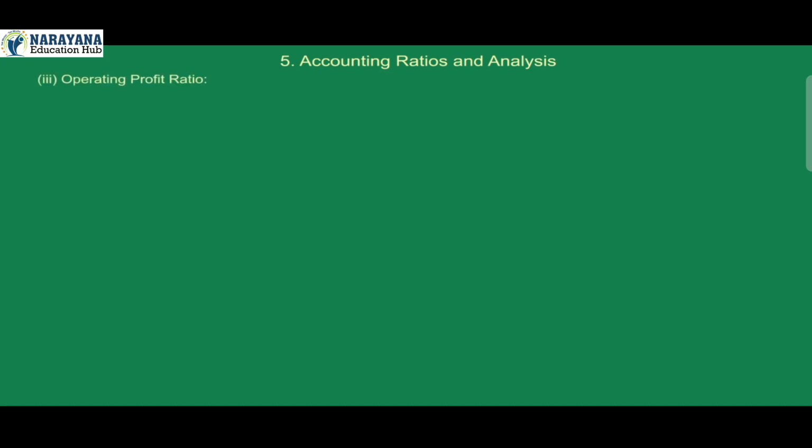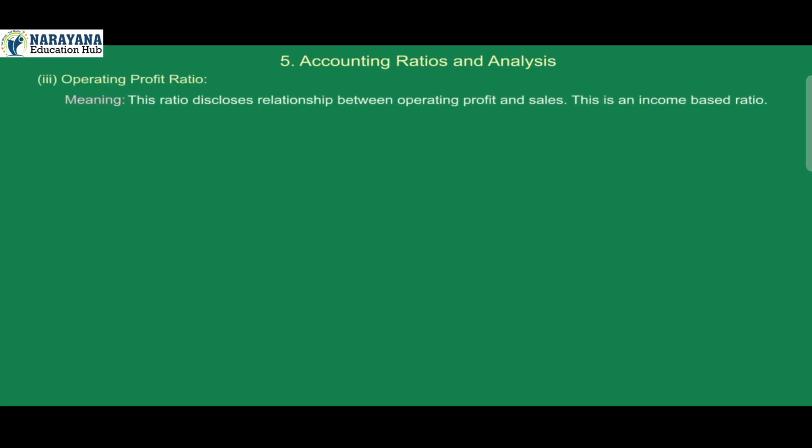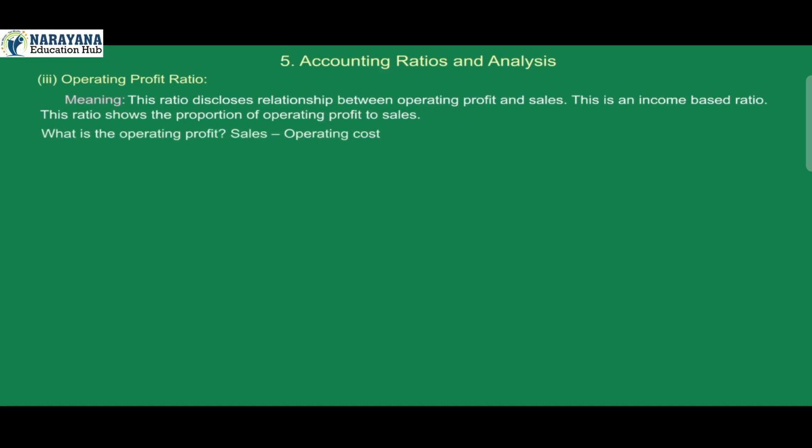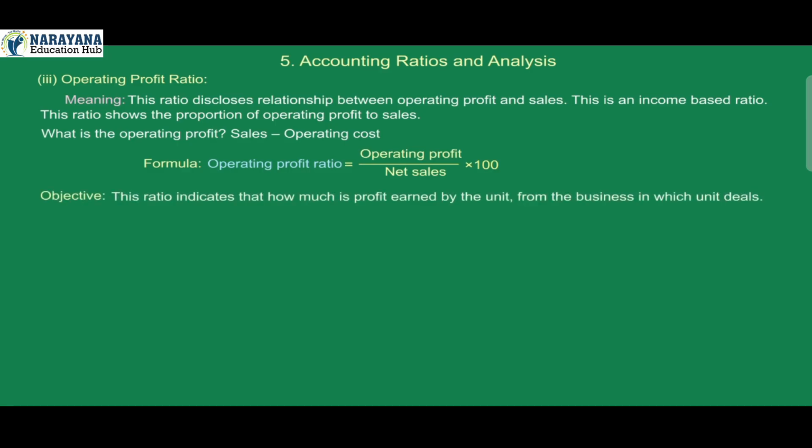3. Operating profit ratio. Meaning: this ratio discloses relationship between operating profit and sales. This is an income-based ratio. This ratio shows the proportion of operating profit to sales. What is the operating profit? Sales minus operating cost. Formula: operating profit ratio is equal to operating profit divided by net sales into 100. Objective: this ratio indicates how much profit is earned by the unit from the business in which the unit deals.